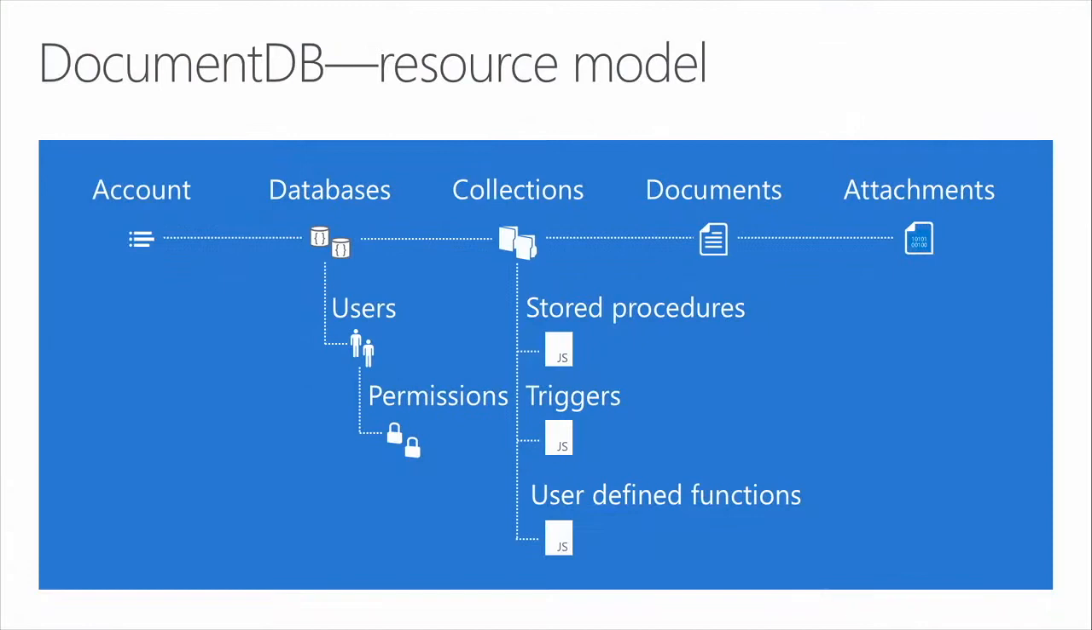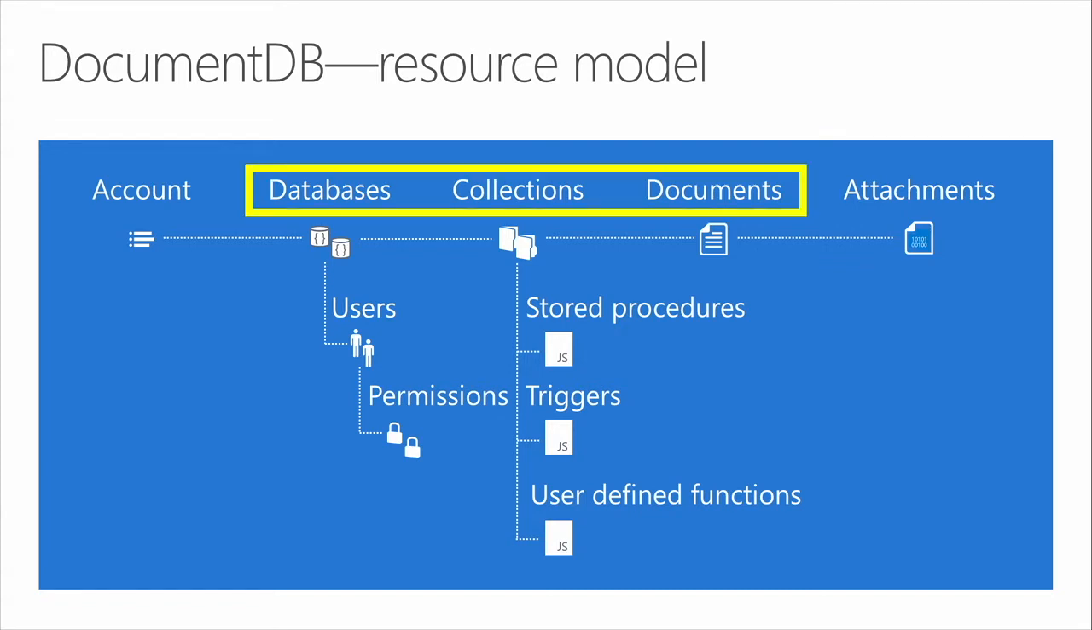So here we have the overall DocumentDB resource model. We create an account, and then we have databases under there. And under a database, we have a collection. Under a collection, we have documents. And we do have some other elements with users and stored procedures and triggers and user-defined functions, but really we're focusing today on this path of database, collection, and document. Yep.